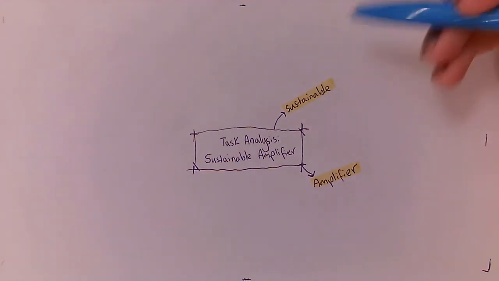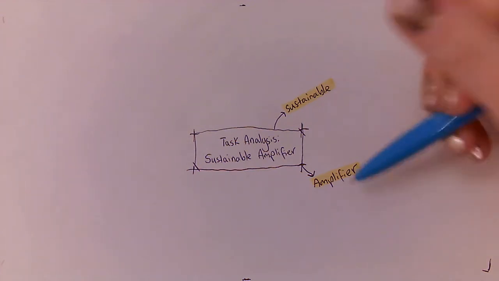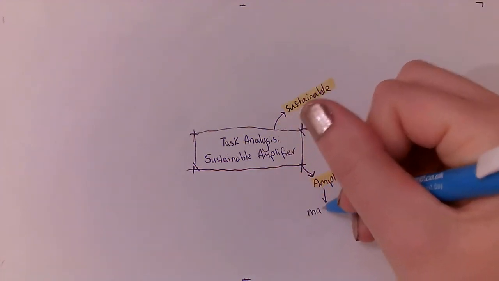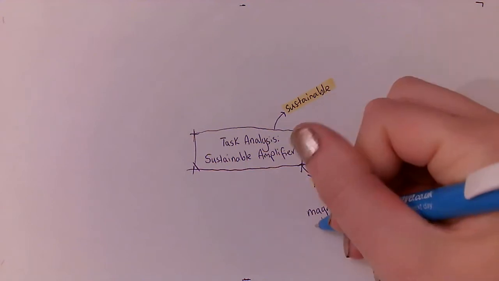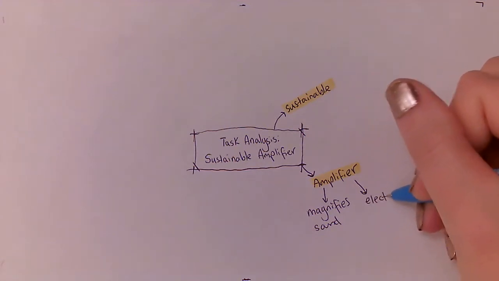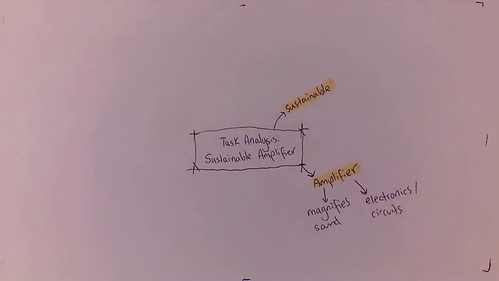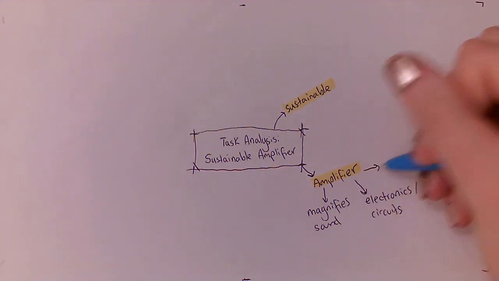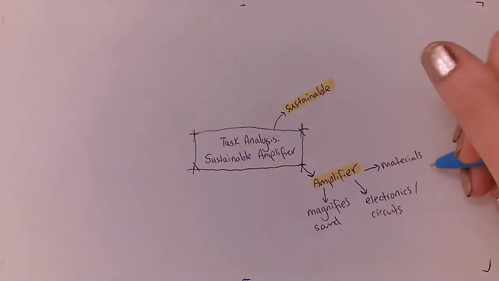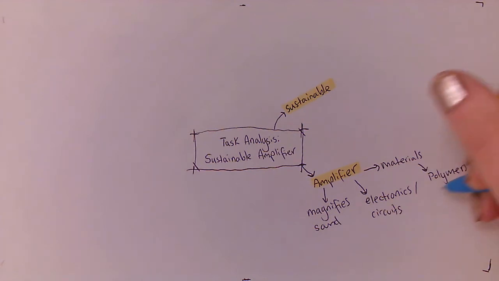I'm first of all going to start by adding what I think these words actually mean. So I'm going to go for amplifier first of all. To me, amplifier, it means it magnifies sound. It can use electronics, circuits. And I'm also going to put that, to me, I feel the materials from the amplifiers that I've seen in the past, I think primarily they are polymers, so plastics, and metals.